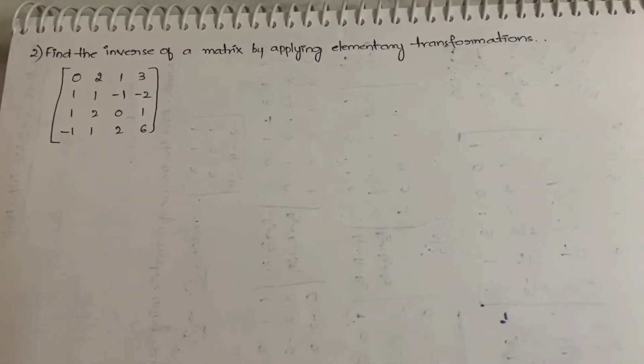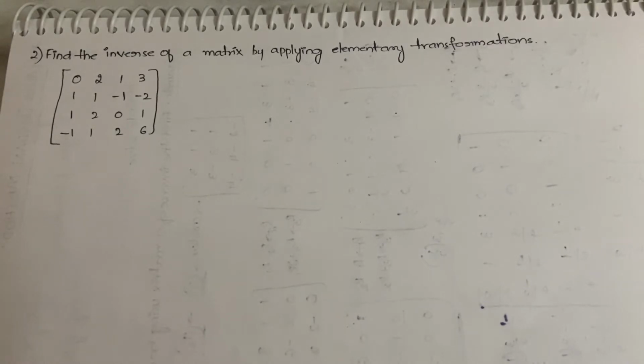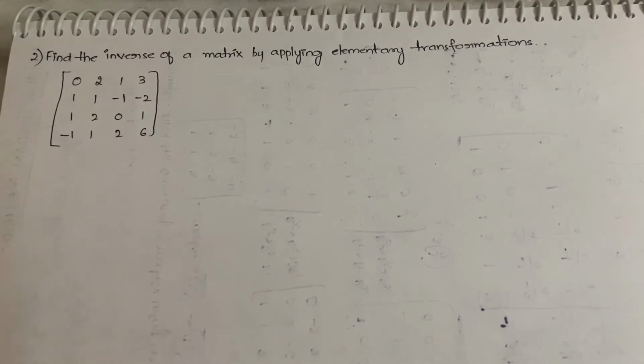In this video, I'm going to give you an example problem regarding the Gauss-Jordan method. In the Gauss-Jordan method, we have two things, right? We can find the solution for a system of equations, and also we can find the inverse. So basically, in this video, we are going to see how to find the inverse of a matrix by applying elementary transformations.